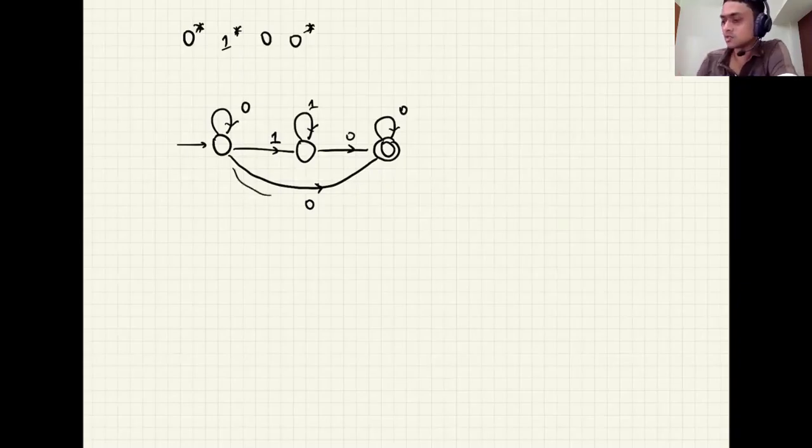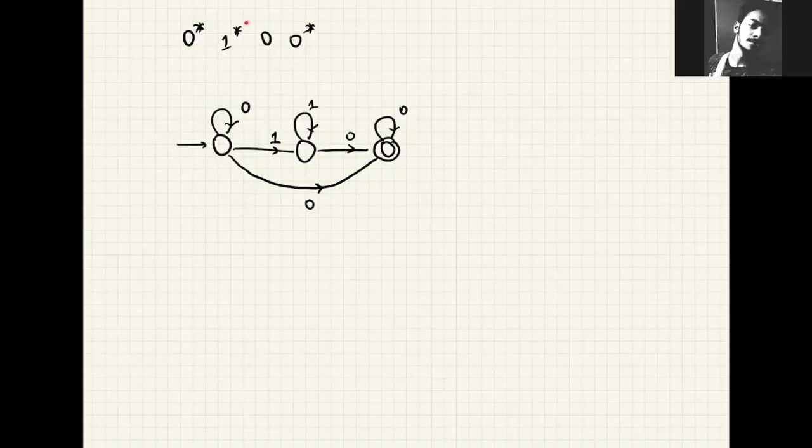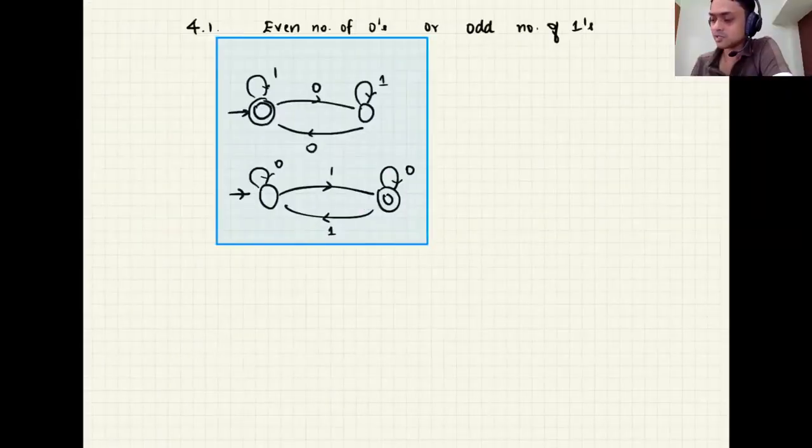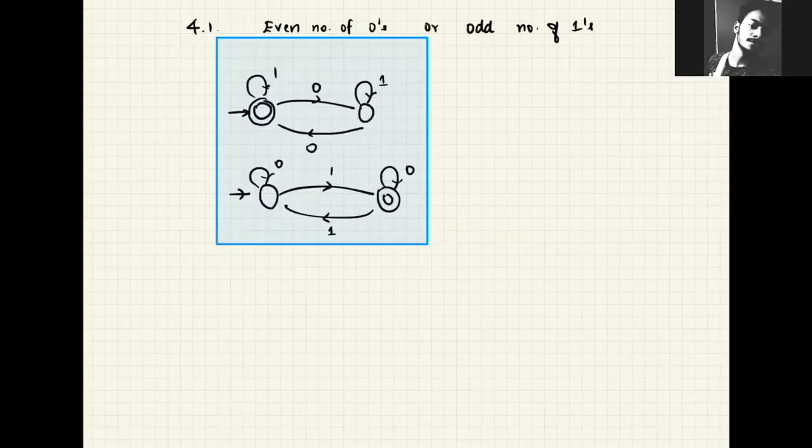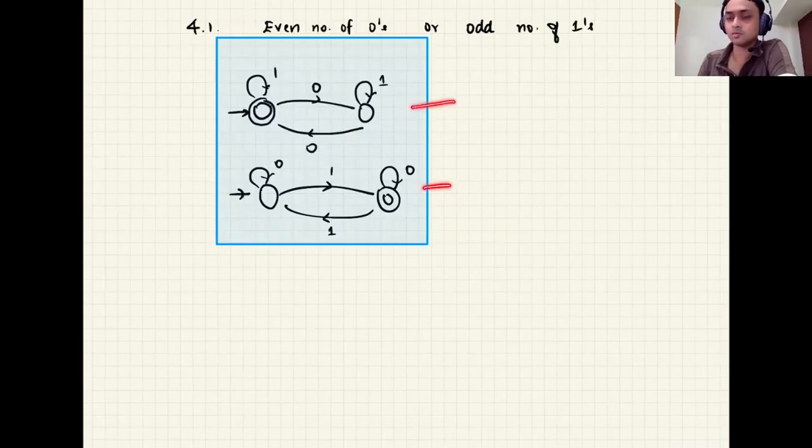So in this case, I needed 0 star. Sir, no, in the previous case. Okay, let's go back to the previous case. So what is the question? Sir, what if some word is not accepted in both of the automata? Then it will be rejected. What is a word which will not be accepted by both of these automata?